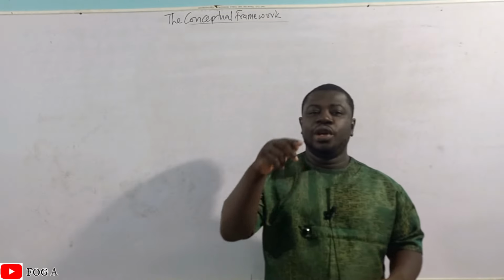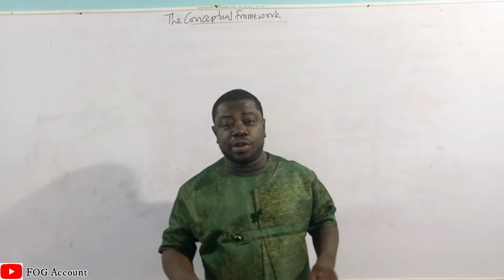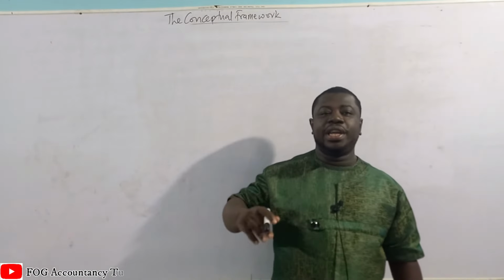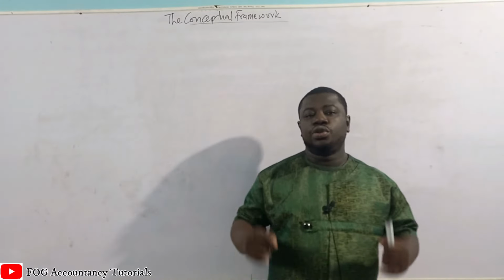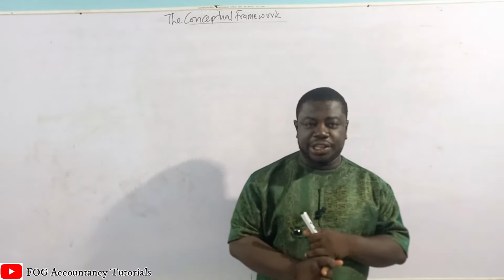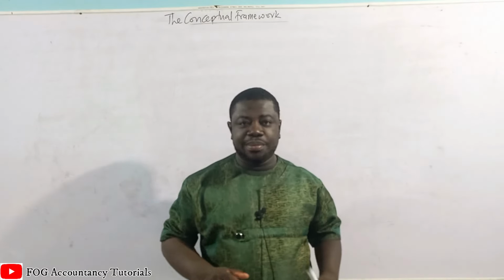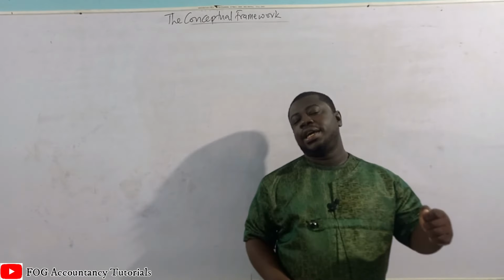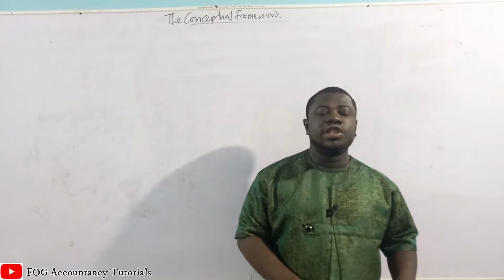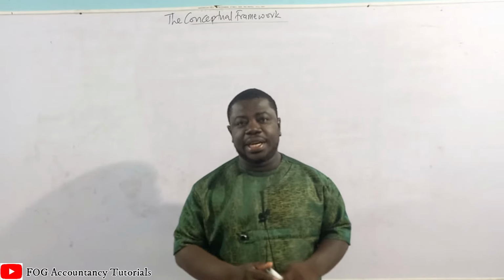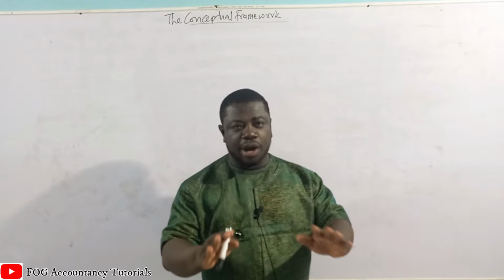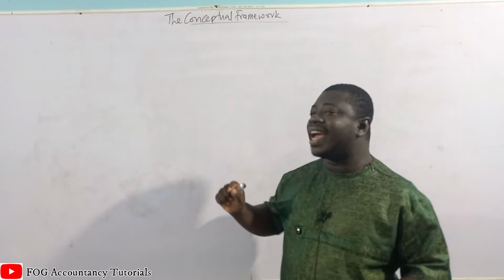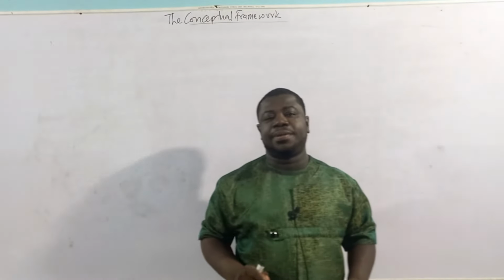Okay, so we want to continue our lesson on the conceptual framework by looking at the other three things that are left to talk about. So we are going to talk about the elements of financial statements, their recognition and measurement, and then we'll look at the concept of capital and capital maintenance, and then finally we look at the reporting entity. And so without wasting much time, let us begin with the elements of financial statements.